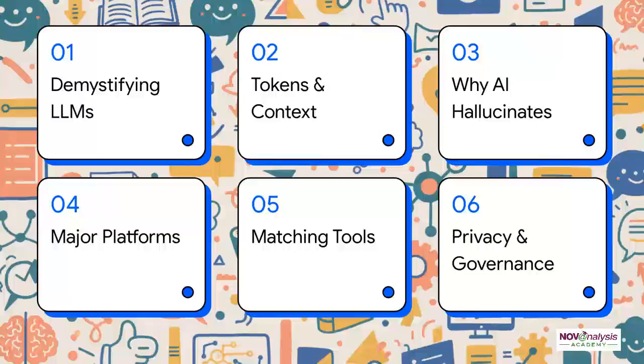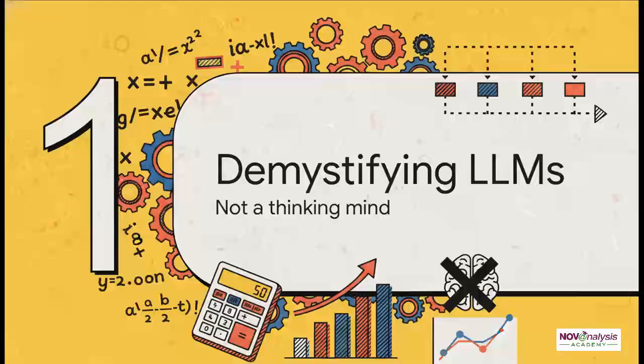All right, here's our roadmap for today. 1. Demystifying large language models. 2. Tokens, context, and probability. 3. Why AI models hallucinate. 4. Overview of major AI platforms. 5. Matching tools to tasks. And 6. Privacy and data sovereignty. Let's jump right in. Section 1.